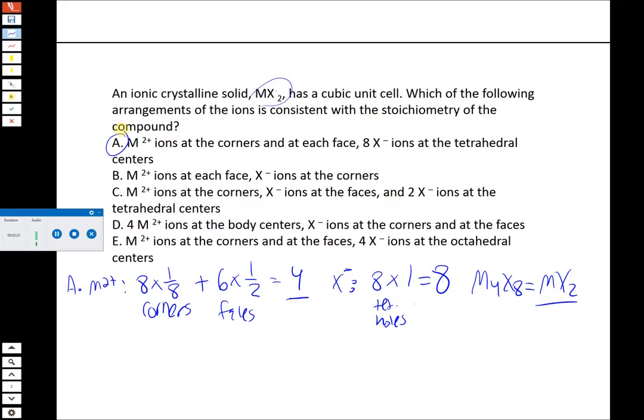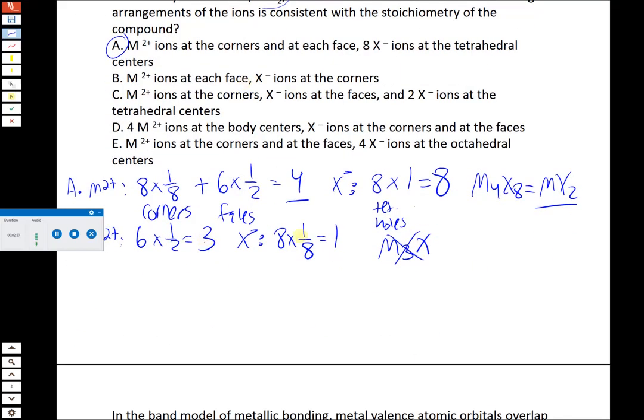Let's verify that the other ones don't work out. So if we go to choice B here, we have M2+ ions at each face. So this time we have 6 faces all occupied, which is going to be 3 M2+, X- ions at the corners. So if X- is at the corners, we would have 8 corners as 1/8, and that's going to give us just 1 X-. So this formula would give us M3X, which is not the correct formula, because we get 3 metals, 1 nonmetal.